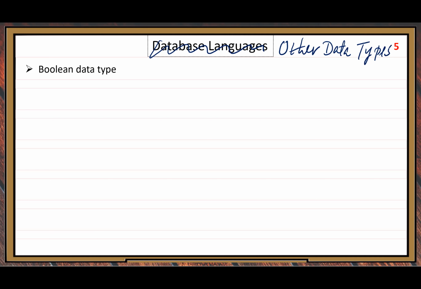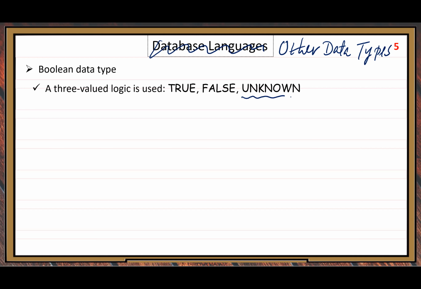Boolean data type, the first one, yes. The Boolean is true, false, but in our SQL, we have a third value. 3-value logic is used. True, false, and the third one, unknown. Think about that, unknown. Why unknown? Yes, because of the null value.